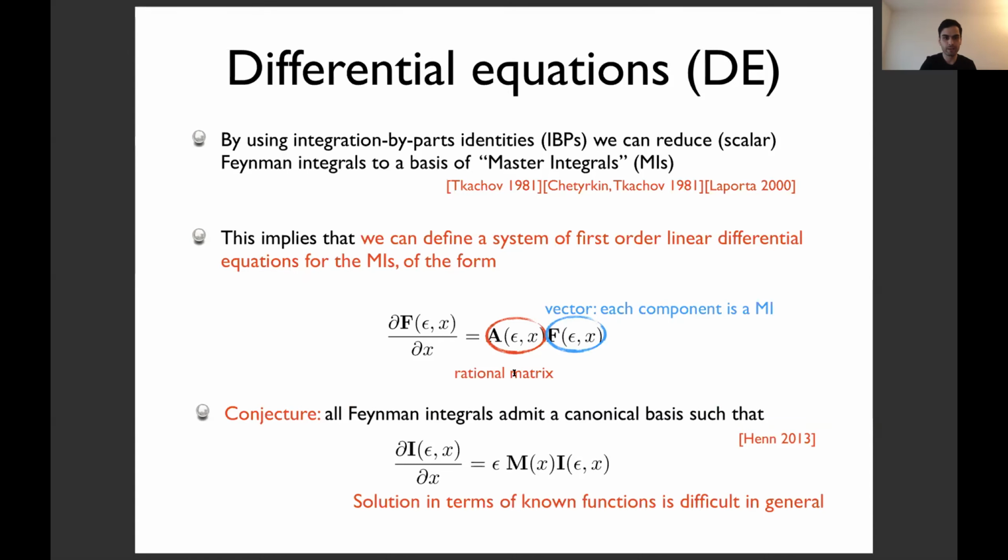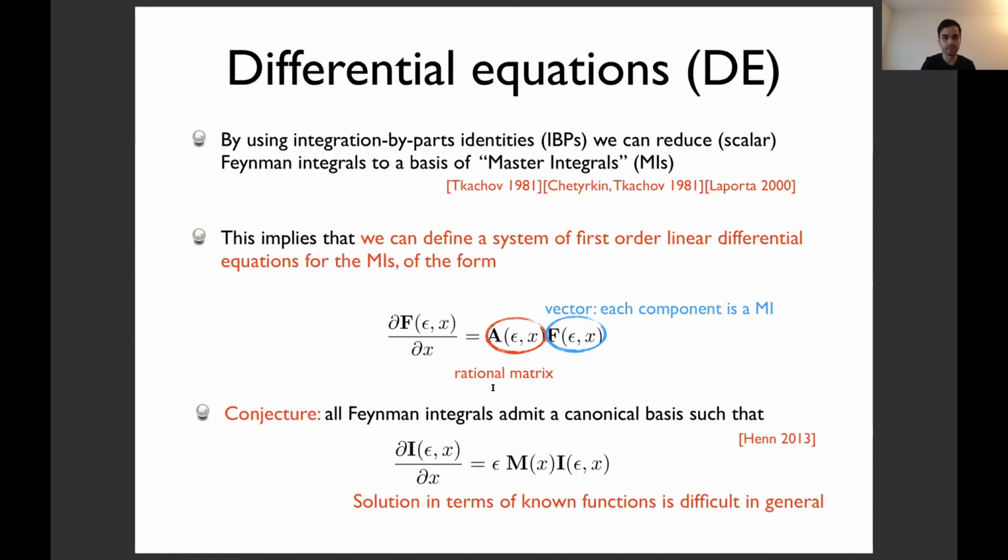I will be referring to scalar Feynman integrals in dimensional regularization. We know that these integrals are not linearly independent, but they satisfy many identities between themselves, which are known as integration by parts identities. And one important consequence of this is that we can then identify a basis of integrals known as master integrals. And probably the most important consequence is that this allows us to define a system of first-order linear differential equations for the master integrals that in total generality have this form.